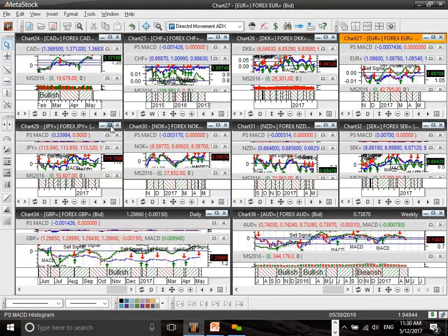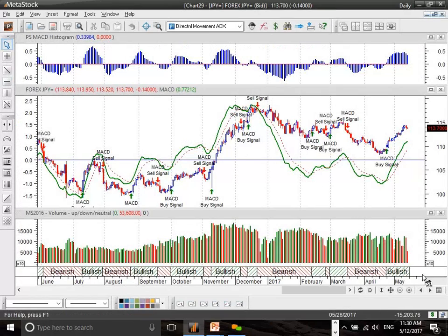Okay, US dollar yen, a nice little rally after a MACD buy.